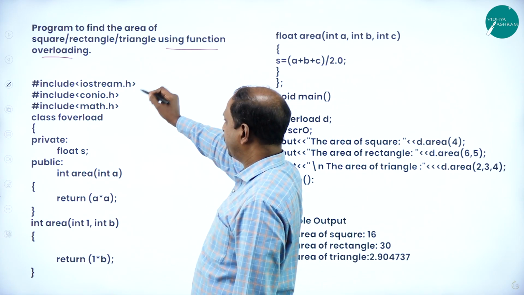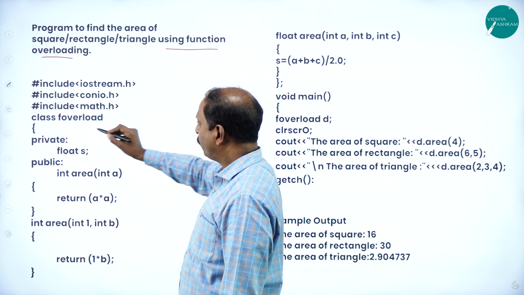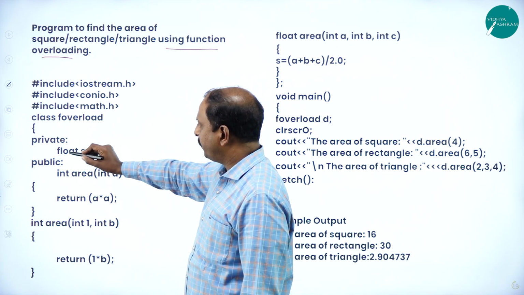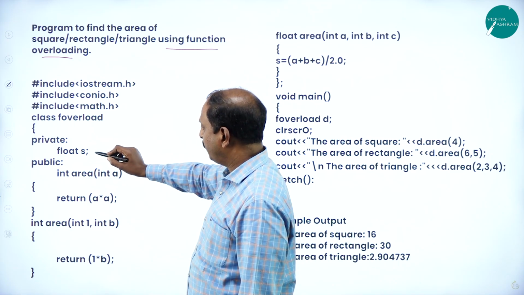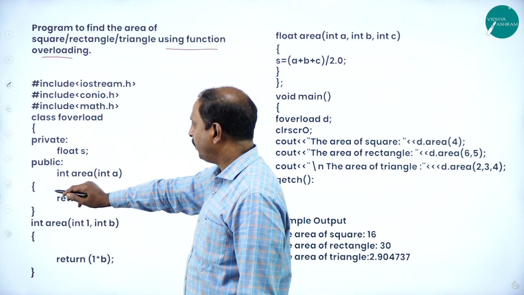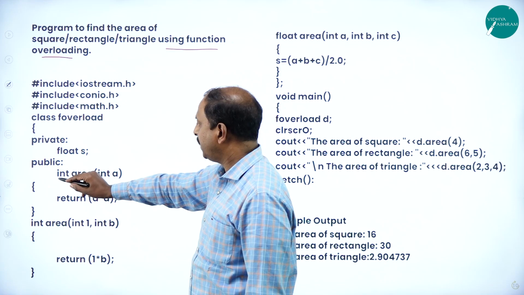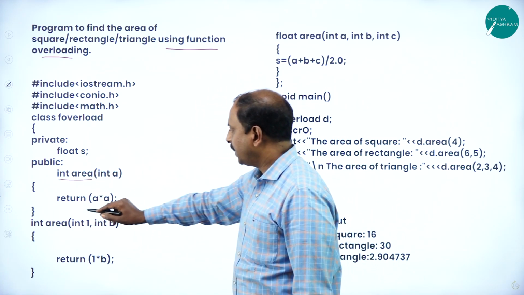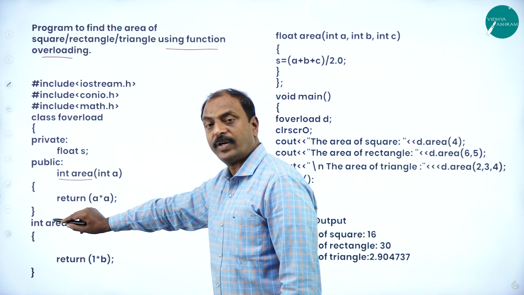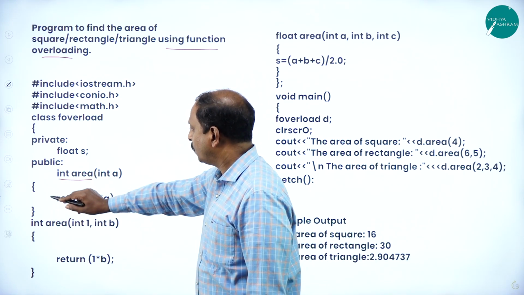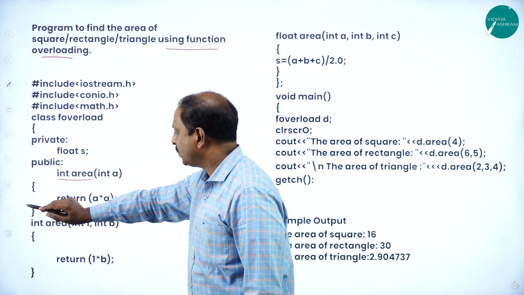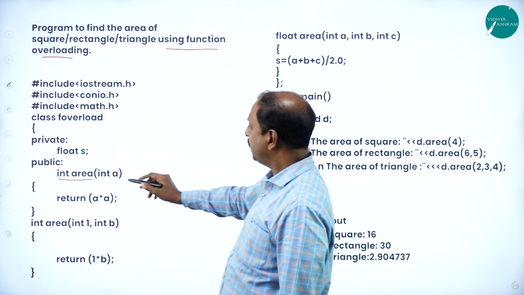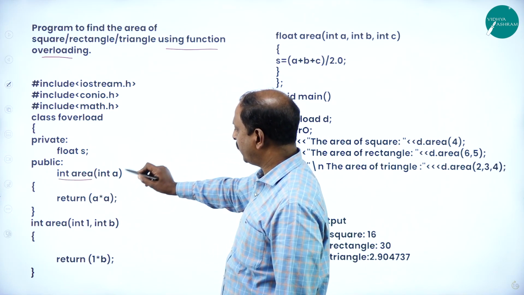The program starts with the header files. Now class f overload. This is the class, the name of the class. Under that we have the private access specifier, variable is s, float s. Under public we have function int area. This is one of the functions with one parameter, and it returns a into a. This is the body of the function. So we are closing this here. So open the function here. We have closed the function here. Inside this we have the body of the function. So this is area. This is the function definition of the first function.